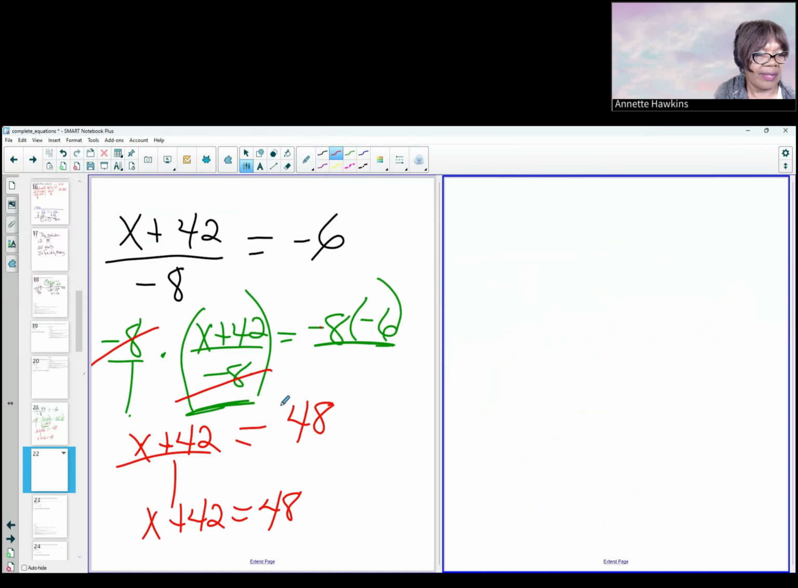Okay, so we need to just what? Subtract 42 and x equals 6. Okay, now we can check this. Let's check it. And this is how you check your equations, okay?